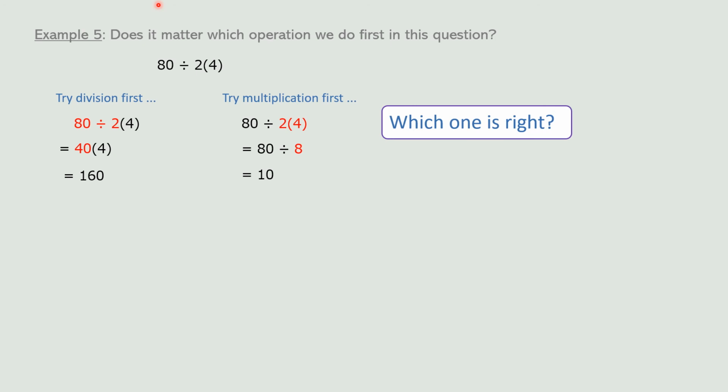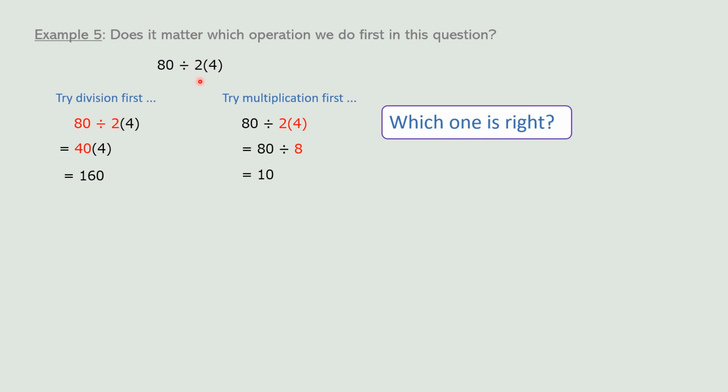So if you're in class right now, I would take a vote. You raise your hand. Do you think division is right? Raise your hand. Do you think the multiplication is right? Raise your hand. So which one do you think it is? Hopefully you said this one, because we do it in the order they appear, and division appears before multiplication.